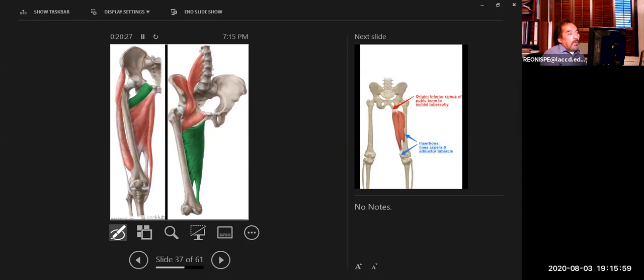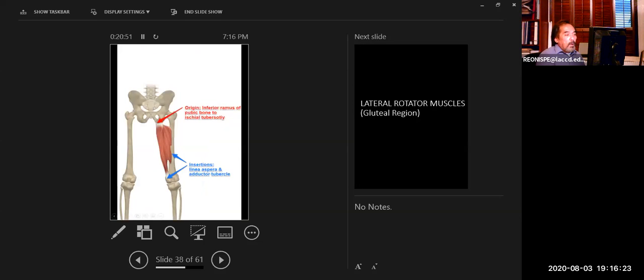So pectineus is green. Then the part here is going to be the magnus. So it's wide. So this is what it looks like for adductor magnus. It's wide. And on top of that is going to be the adductor longus. Right? And then here's your adductor magnus.